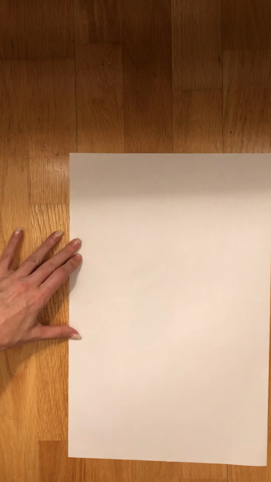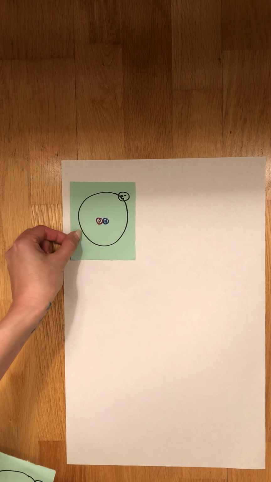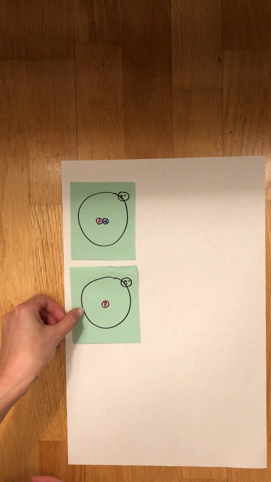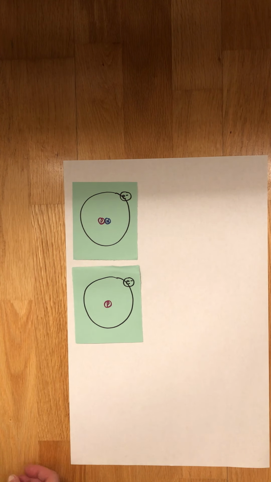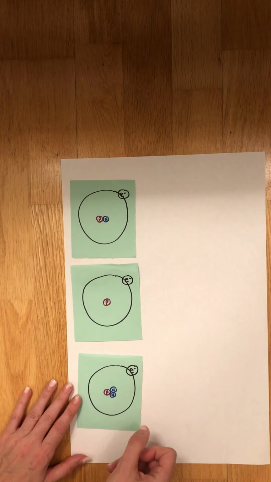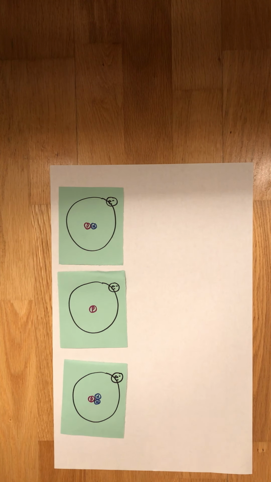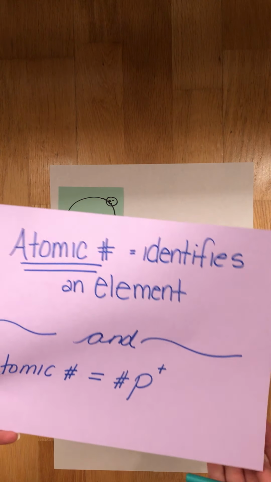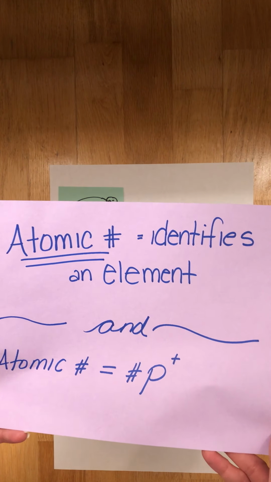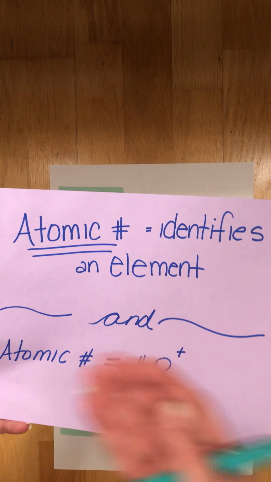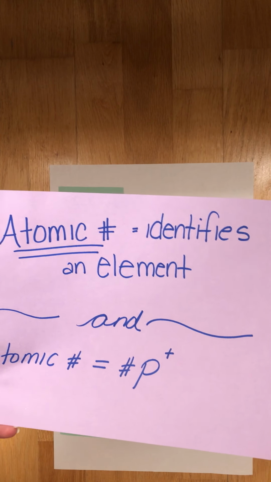So here is an atom of hydrogen. Here's another atom of hydrogen, and yet another atom of hydrogen. So first of all, how do I know that these are atoms of hydrogen? Remember, your atomic number identifies the element, and that atomic number is your proton number.